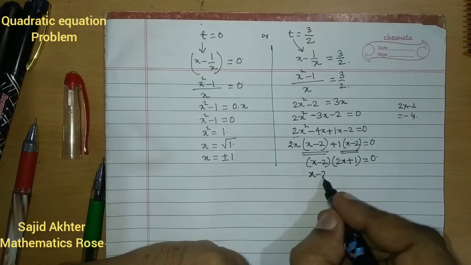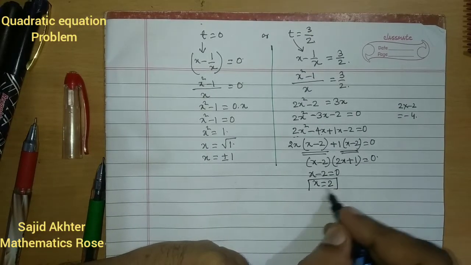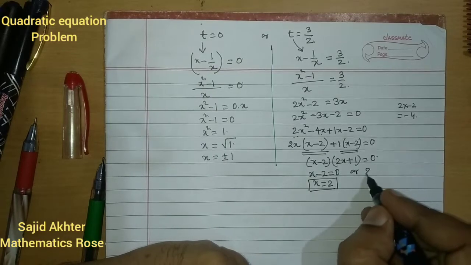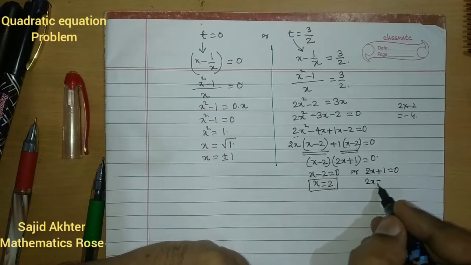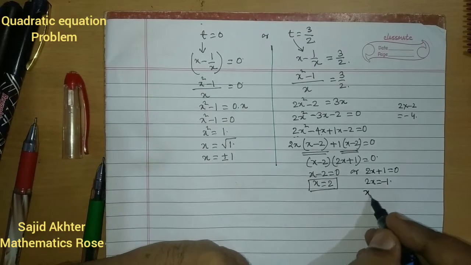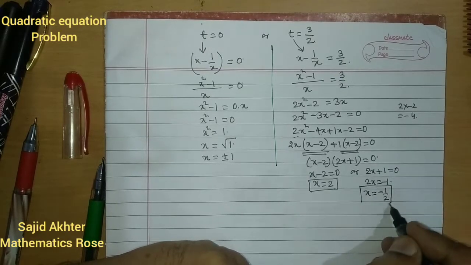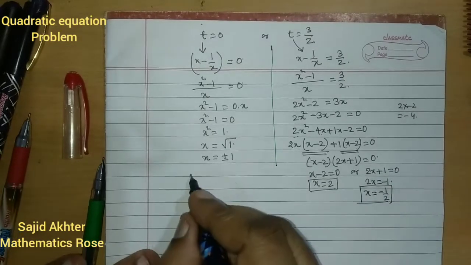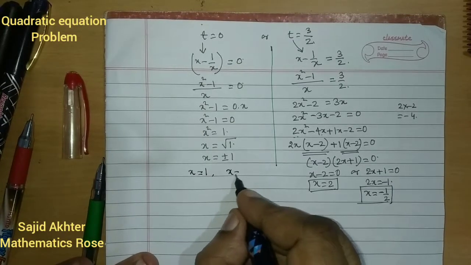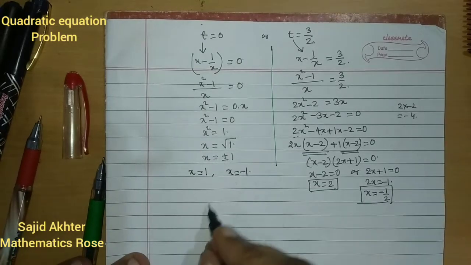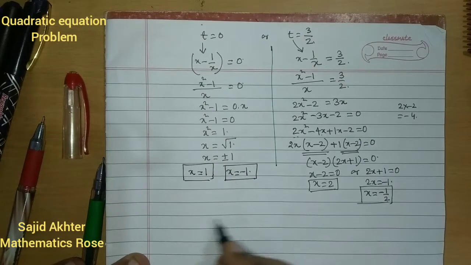Now x minus 2 is equal to 0, so x is equal to 2. For the other, 2x plus 1 is equal to 0, so 2x is equal to minus 1, and x is equal to minus 1 by 2. So this is another value, and earlier we have got x is equal to 1 and x is equal to minus 1. So how many solutions are there? There are 4 solutions.